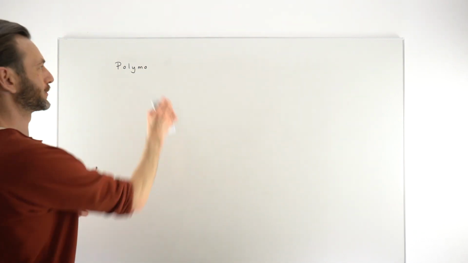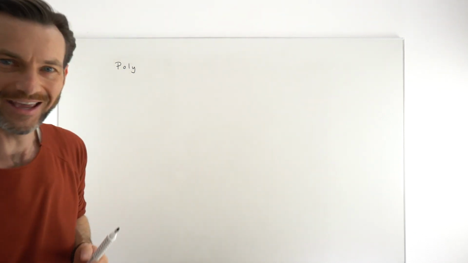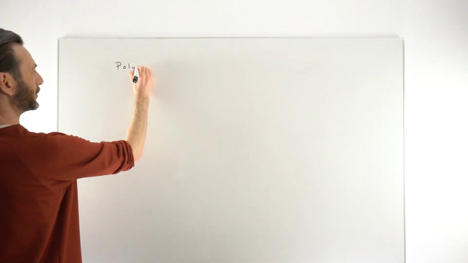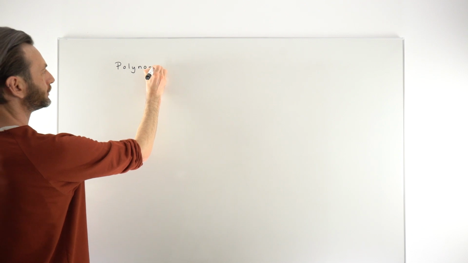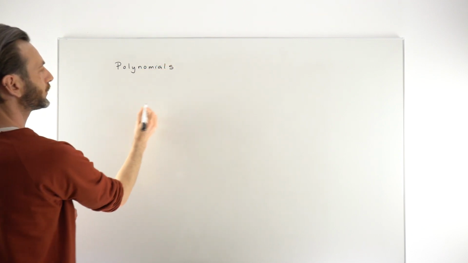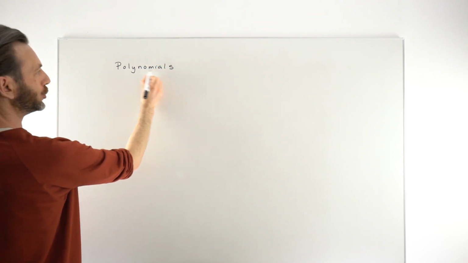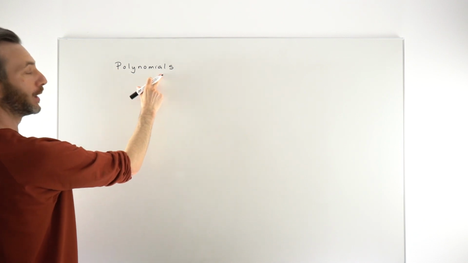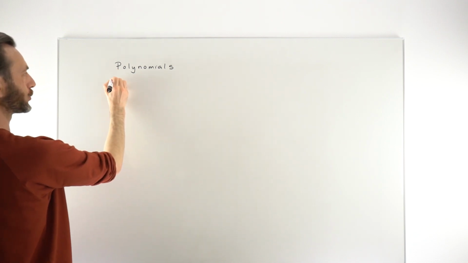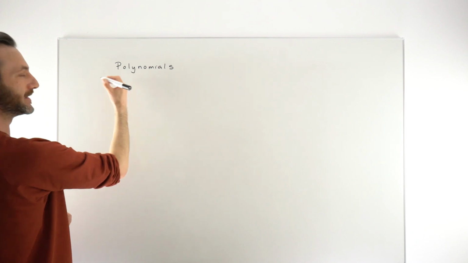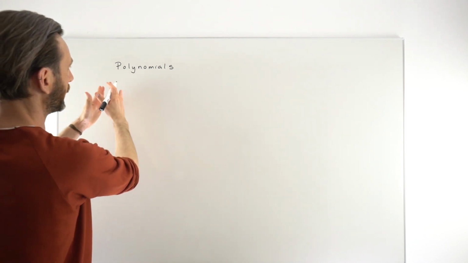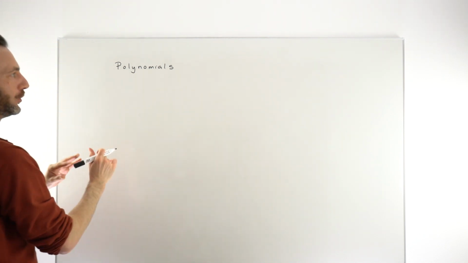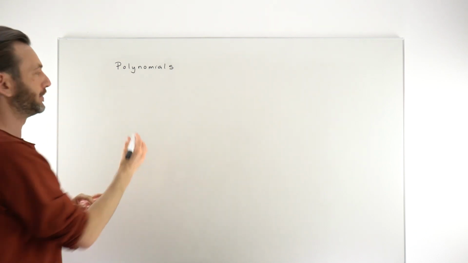I obviously cannot even spell the word, so I'm going to start that again. So polynomials. So this comes from the words poly and nomial, which means multiple powers. So these are functions which are in the form of having different powers. So I'm not going to show you the general polynomial, but I'll give you some specific examples of polynomials.